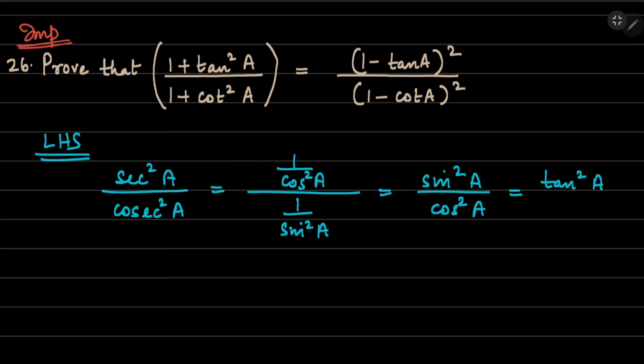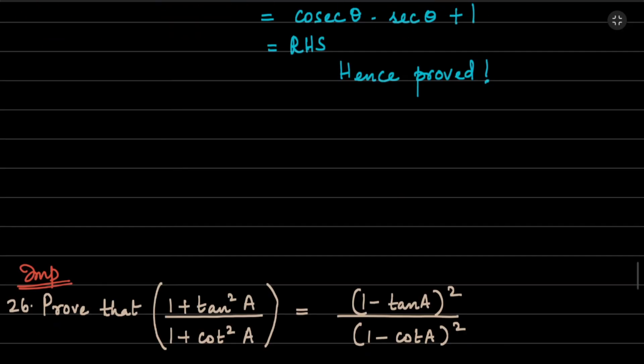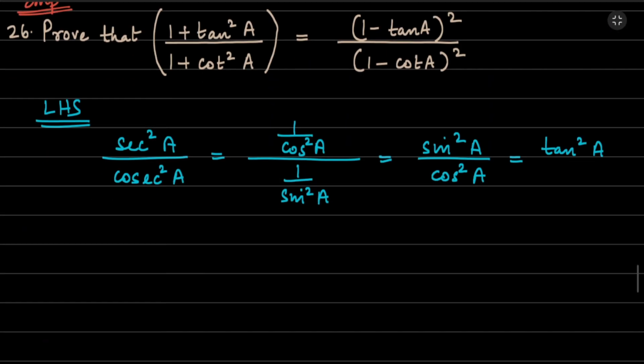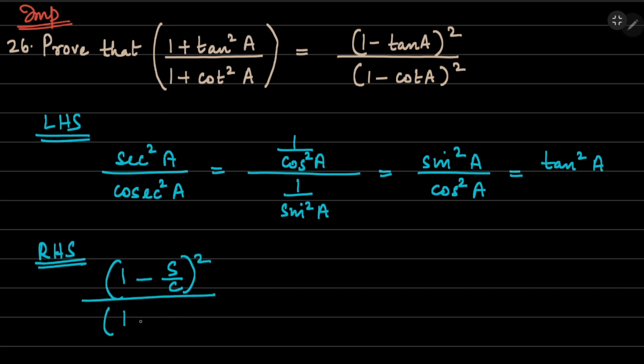But this is not your RHS, right? So what we'll do is, we'll also take our RHS separately. Whatever we did, we took our LHS. It's only till this point we were able to do. Now let us take our RHS separately. So what is your RHS here? 1 minus tan A. I'll write tan A as sine by cos. The whole square divided by what is it? 1 minus cos over sine the whole square.